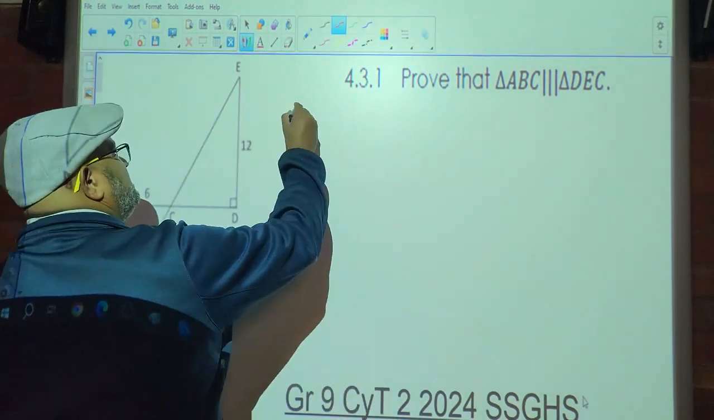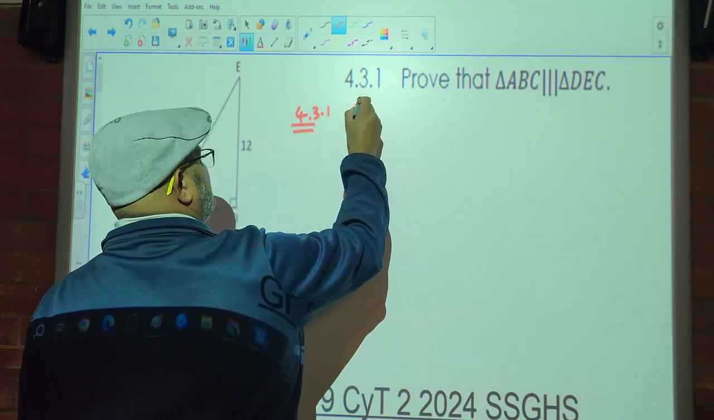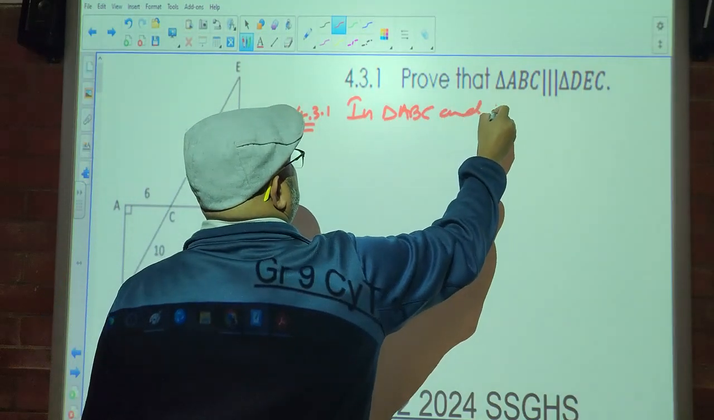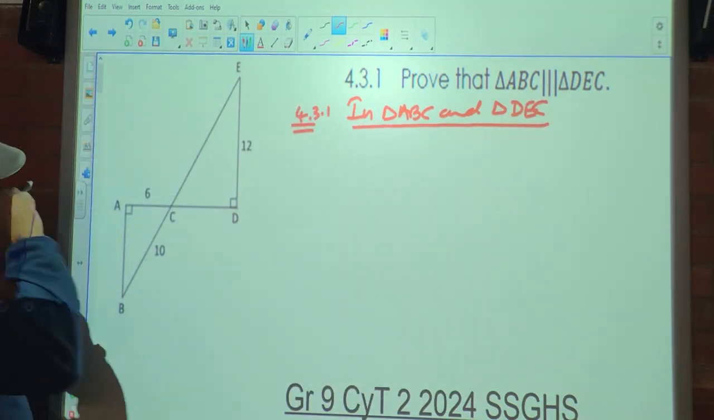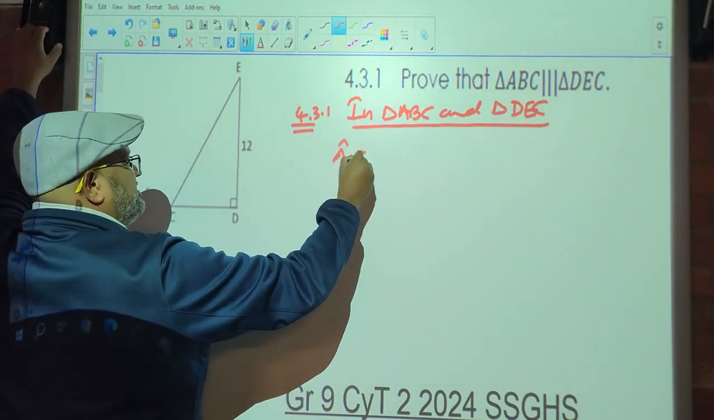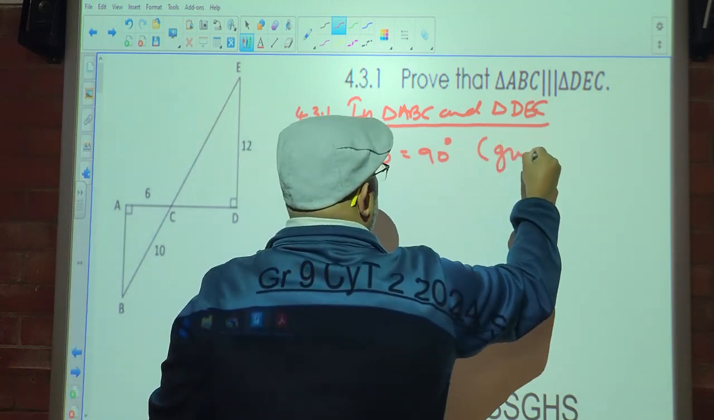So where do I start? I start by labeling which triangles I'm working with: in triangle ABC and triangle DEC. What can I say about the two triangles? Angle A is equal to angle D, which is equal to 90. Why? Given.